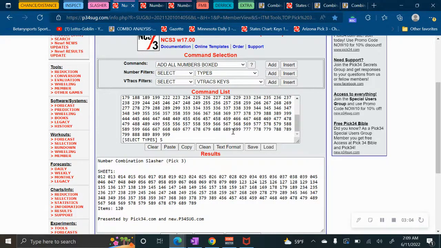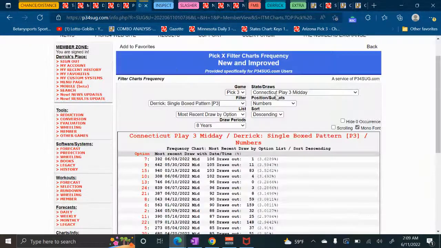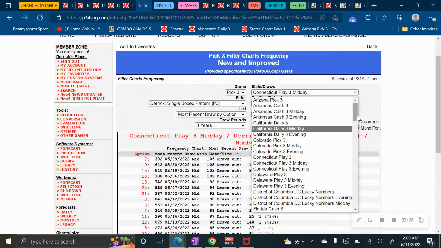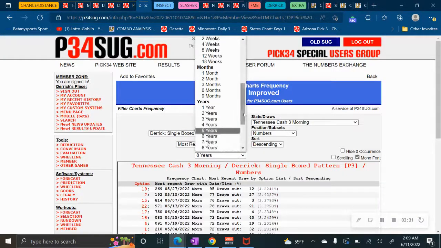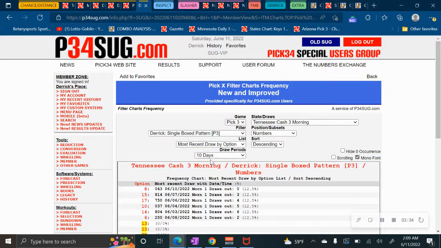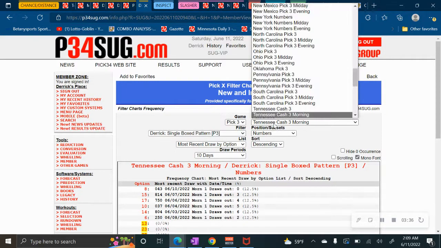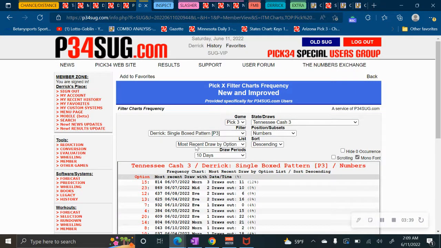There's always risks involved. And like I say, I don't really track doubles, so when a double does hit, it's like a wrench thrown at me and it sucks. But it's just the way it is. Some people play doubles, some don't. So when I'm tracking, let's just go over to Tennessee morning, because I'm going to play Tennessee morning. Now, when you go to Tennessee morning 10 days, I don't care what state you're at. Let's just do full Tennessee.